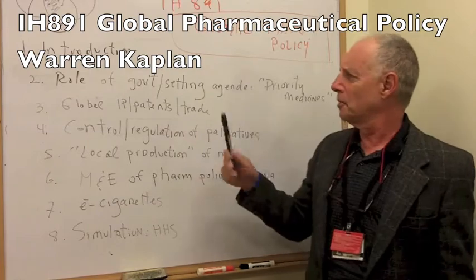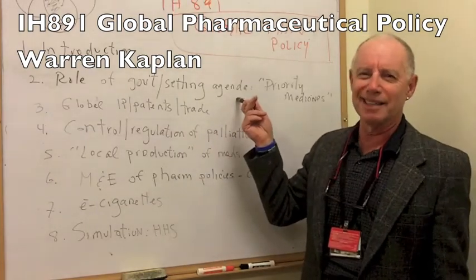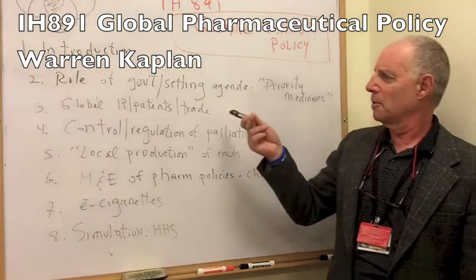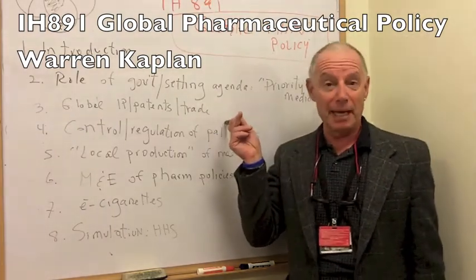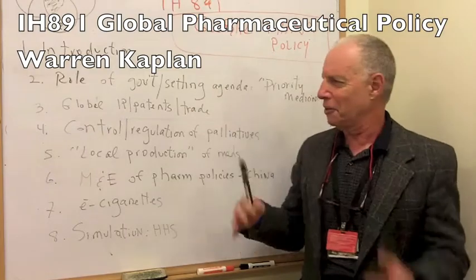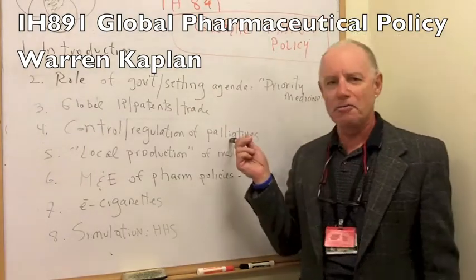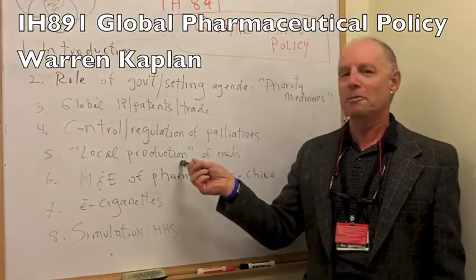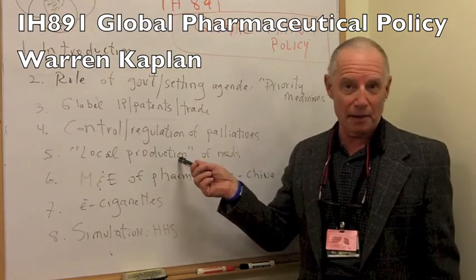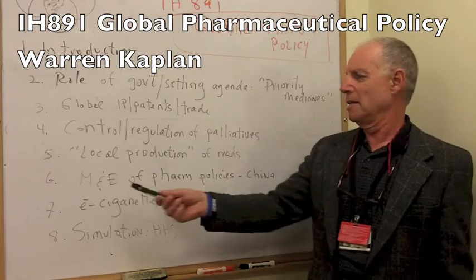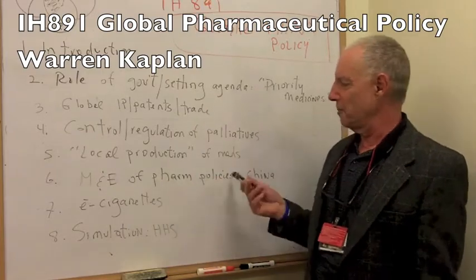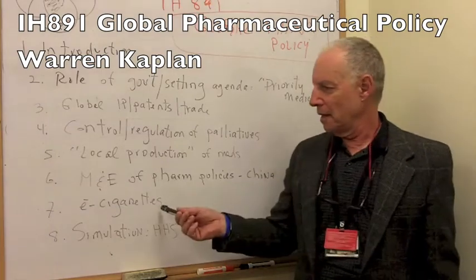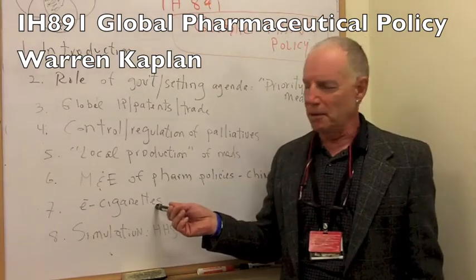We're going to do an introduction. We'll talk about the role of government setting in agendas using something called the Priority Medicines Project. We'll talk about global intellectual property, patents, and trade. So these are big issues in pharmaceutical policy. How do you regulate palliatives and opioids? Whether countries should make their own medicines. It's not obvious that countries should be making their own medicines. Monitoring and evaluation of pharmaceutical policies using China as an example. E-cigarettes, it's a big issue in the US.